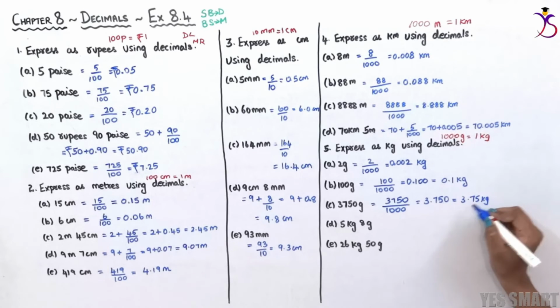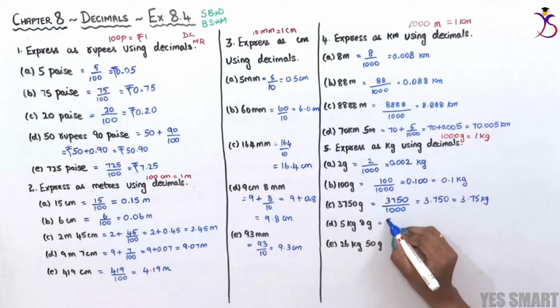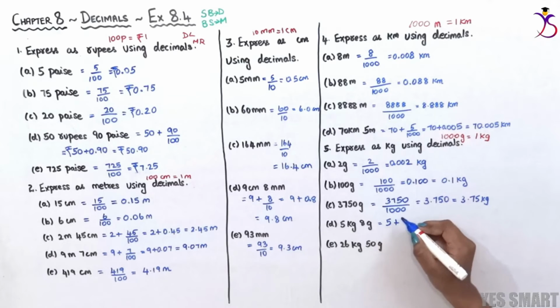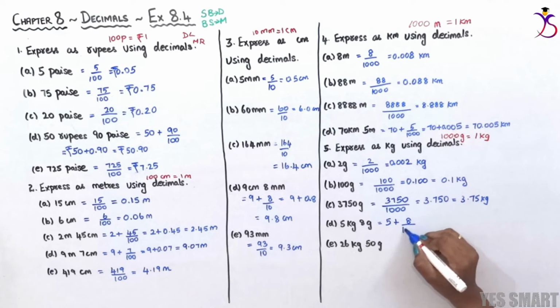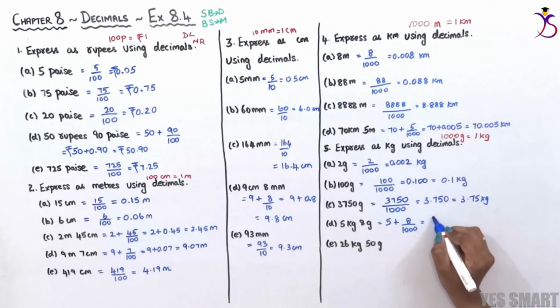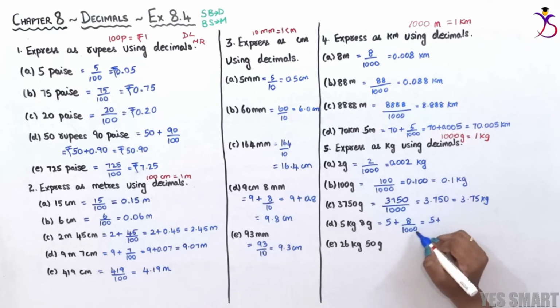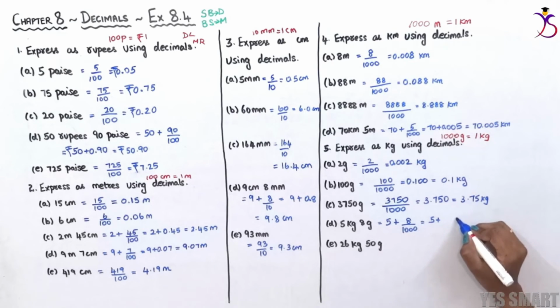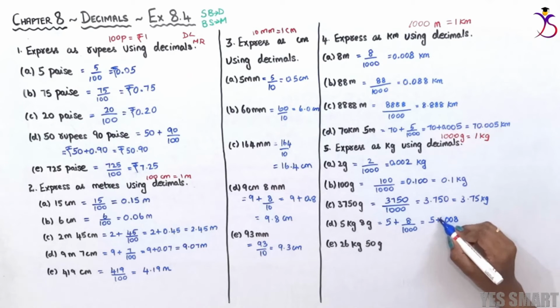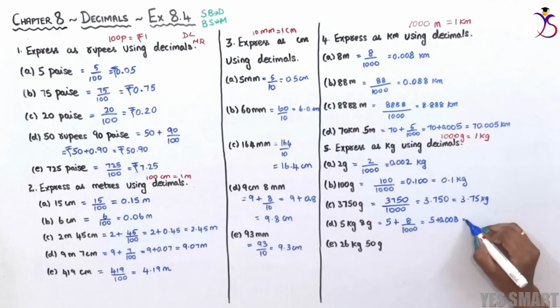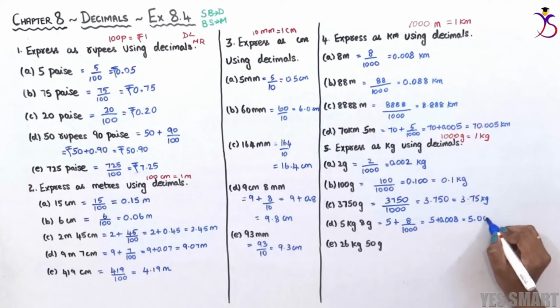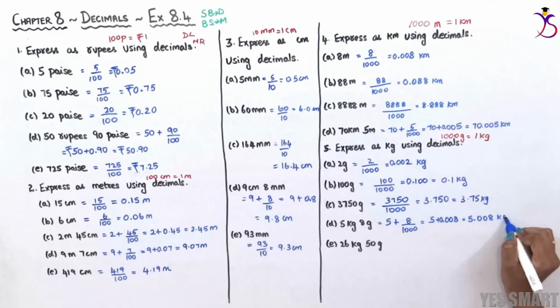D sum. Let's keep the 5 kg as it is. So 5 plus 8 by 1000, which is equal to 5 plus, we have to move 3 places. So it is 1, 2, 3. So keeping the point here and writing a 0 over here. So on adding, we have 5.008 kg.